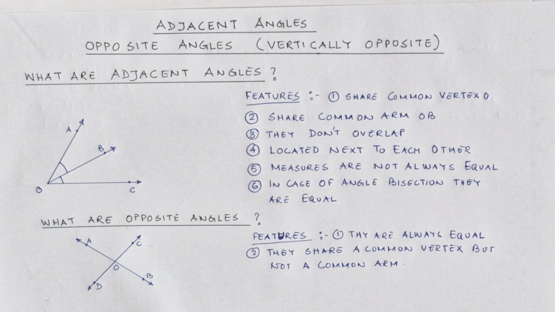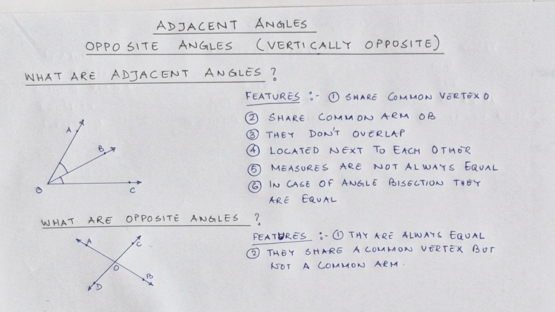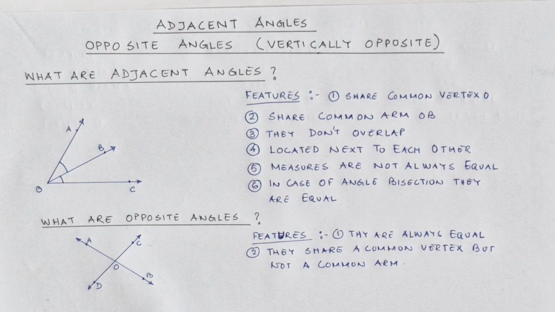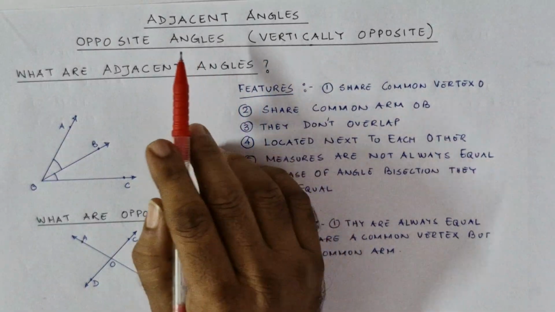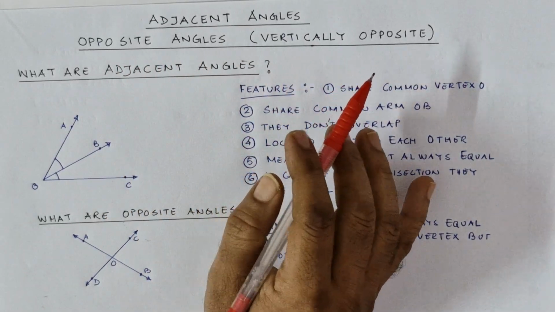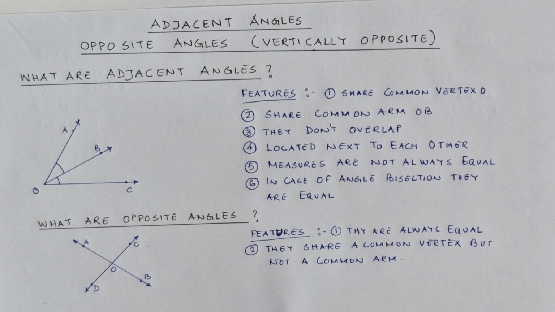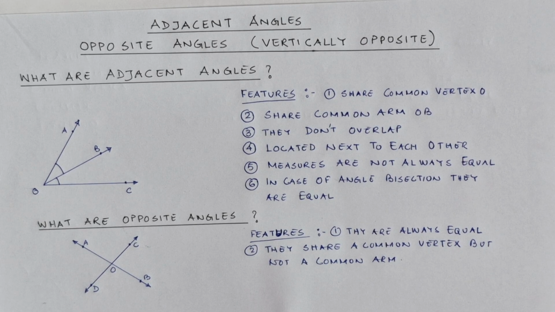Now today's topic is what are adjacent angles and what are opposite angles. So today we'll learn about adjacent angles and opposite angles, and always remember that opposite angles are also known as vertically opposite angles. Today we'll learn their definitions, the key differences between these two types of angles, and the relationship between both types.